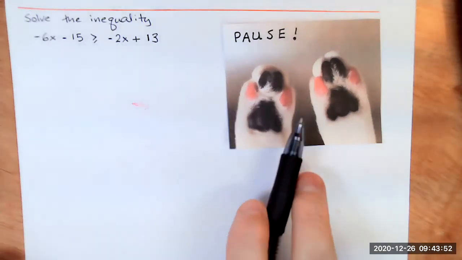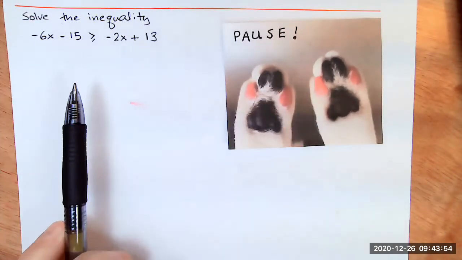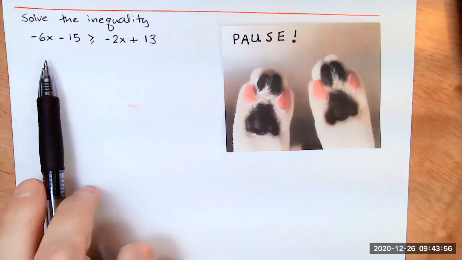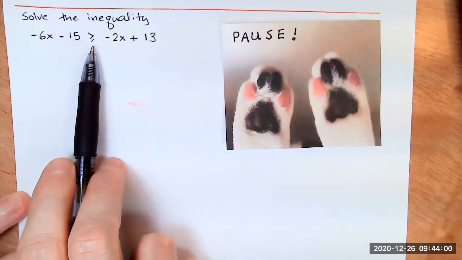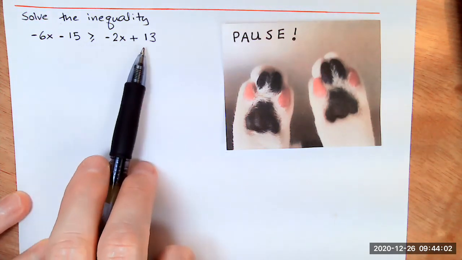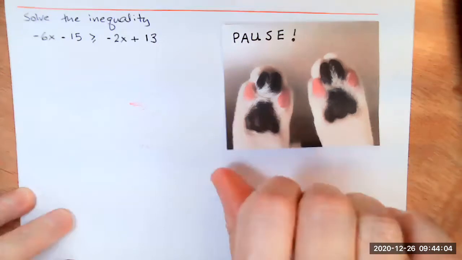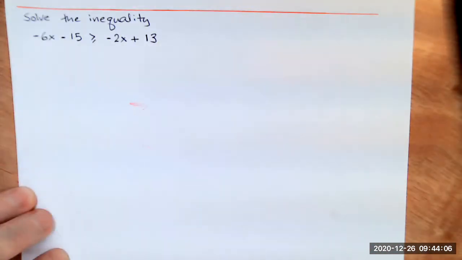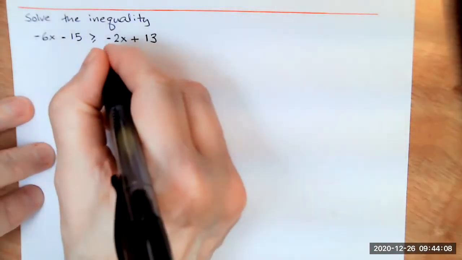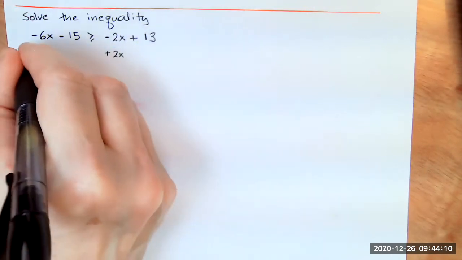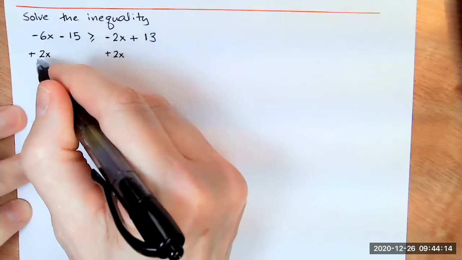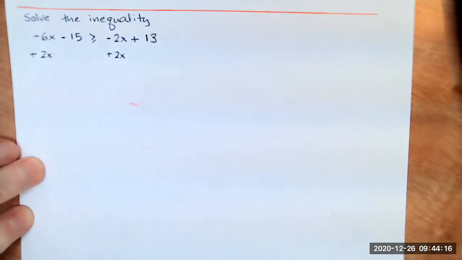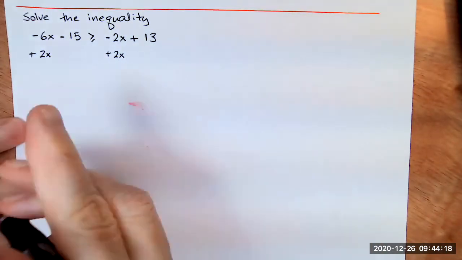All right, now I'd recommend hitting the pause button and trying this one on your own. Negative 6x minus 15 is greater than or equal to negative 2x plus 13. So we can add 2x to both sides. Remember, adding and subtracting does not change the sign of the inequality.